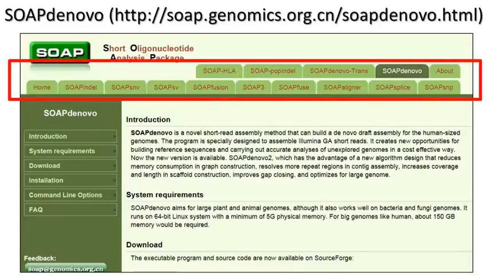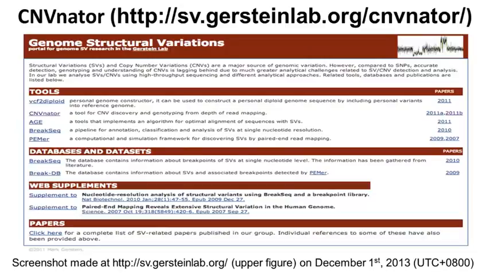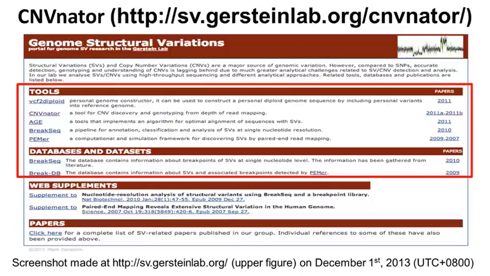The SOAP suite of software also includes several other useful tools for next-generation sequencing analysis that you may want to explore. We had talked about methods to call SNPs from next-generation sequencing data in earlier lectures. There are also lots of large structural variations and copy number variations in the individual genomes. CNVnator is one of the methods to call structural variations and copy number variations from the next-generation sequencing data. Mark Gerstein's lab has also developed several other software and databases for structural variations, which you can explore from here.